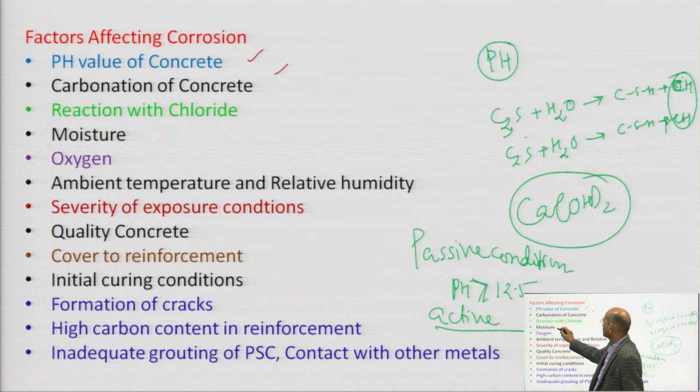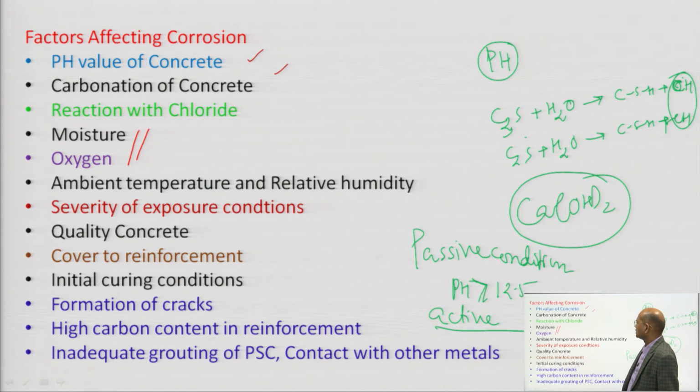Here, moisture and oxygen. This is also going to affect if your concrete is exposed, your permeability. If the permeability of concrete is more, there will be more ingress of moisture and oxygen, and the rate of corrosion will be faster. Similarly, we have ambient temperature and relative humidity. If temperature is high and humidity is above 50%, there will be more chances of a higher rate of reaction with moisture and oxygen, and finally the rate of corrosion will be faster.